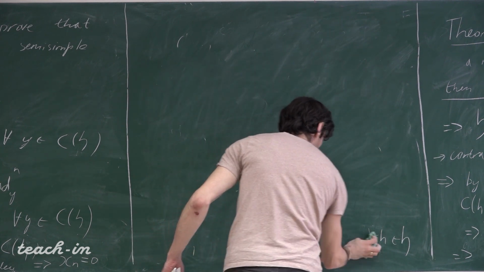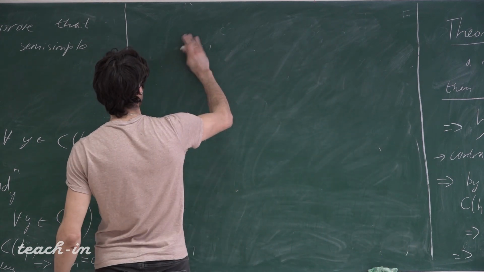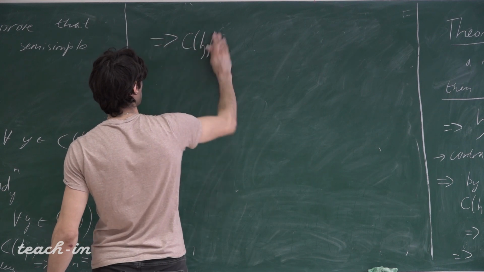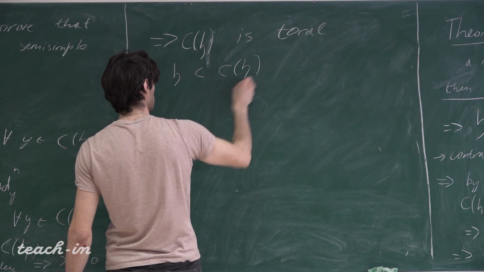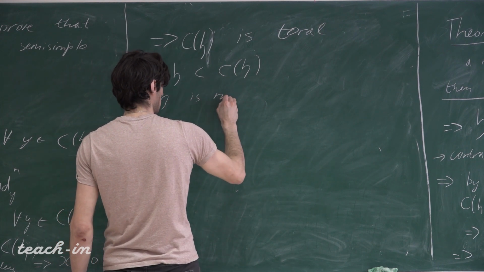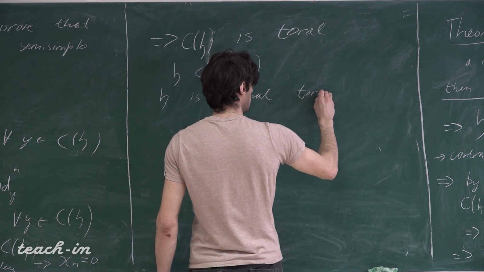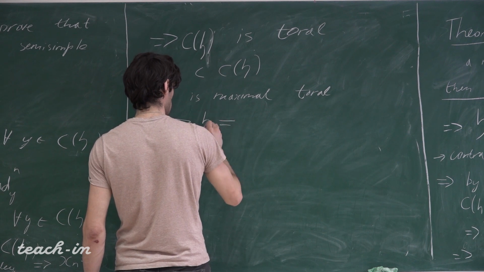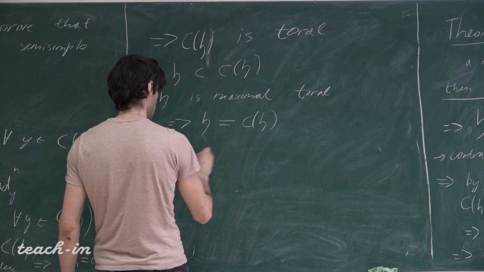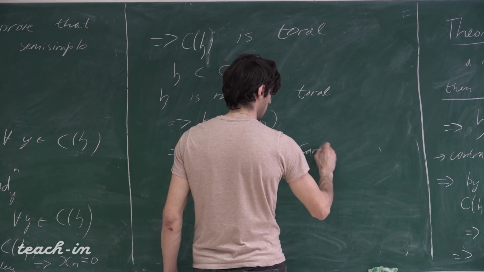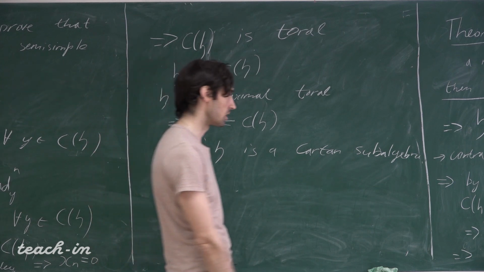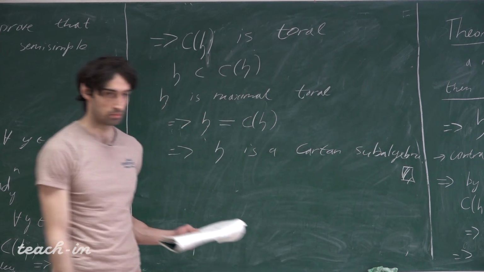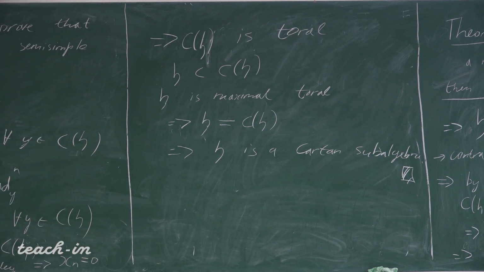And we are done. So let me just write this down to have everything on board. C of H is toral, and H is inside C of H. And H is maximal toral. Therefore, H equals C of H. Therefore, H is a Cartan subalgebra by definition. And we are done. So we proved at least that Cartan subalgebras exist in every semisimple algebra.